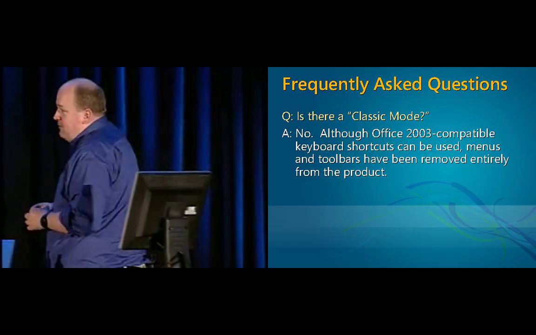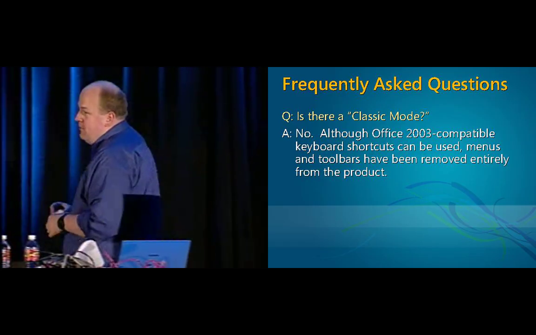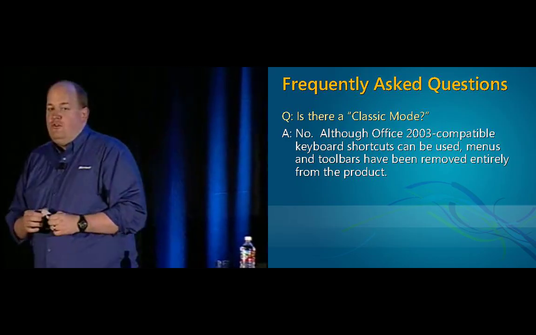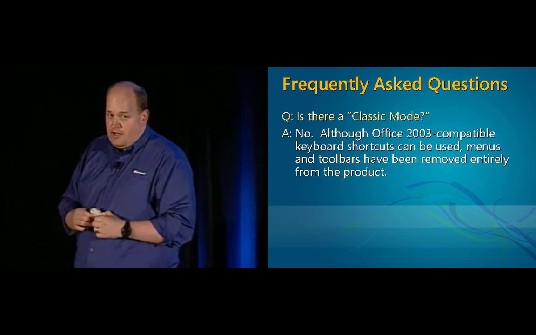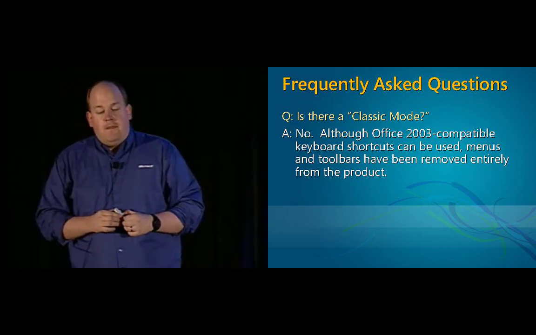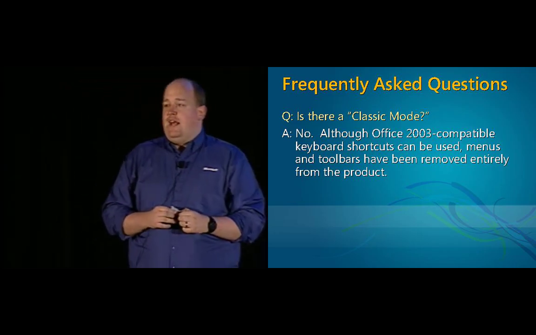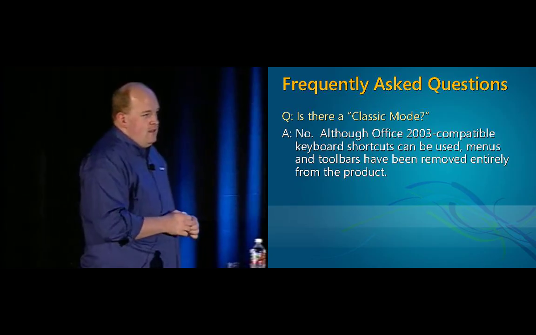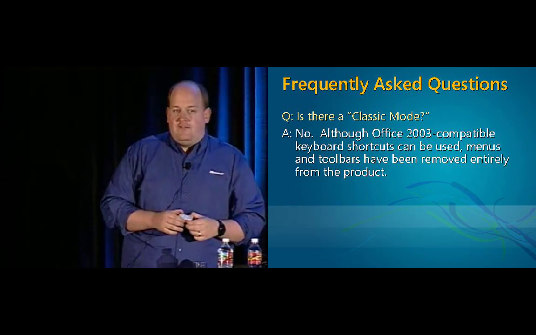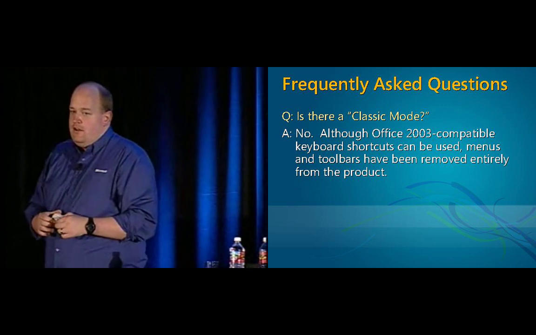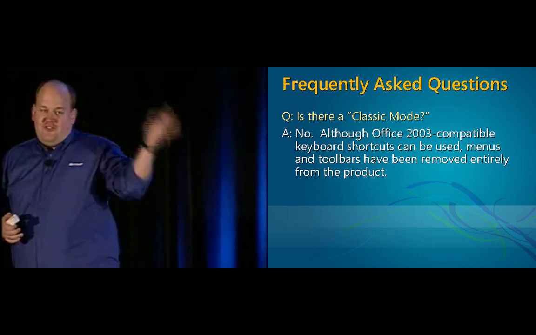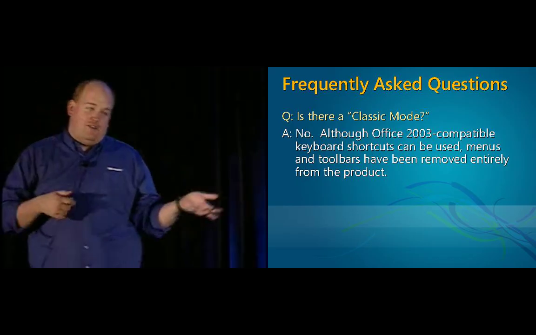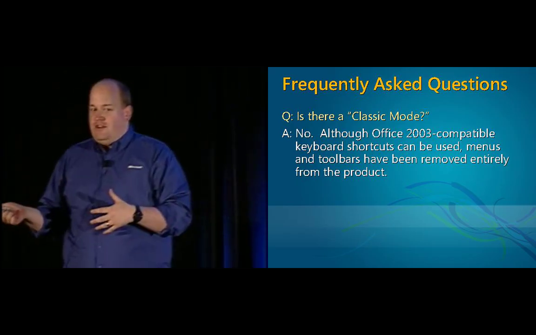Is there a classic mode? Can I go back to the menus and toolbars? No. As I mentioned, you can get back to the old keyboard shortcuts. But when we sat down and thought about what a classic mode for Office 12 would look like, well, it turns out we have it. It's Office 2003, right? We're not trying to design features that old way anymore. We don't know how to build the new kind of features we build this time in the old model. That's why we waited to this time to build it.